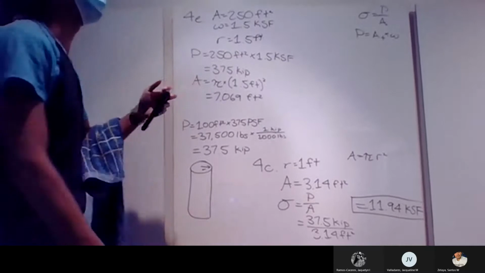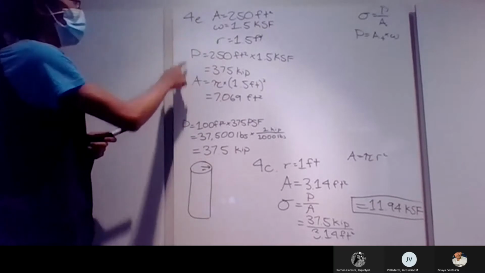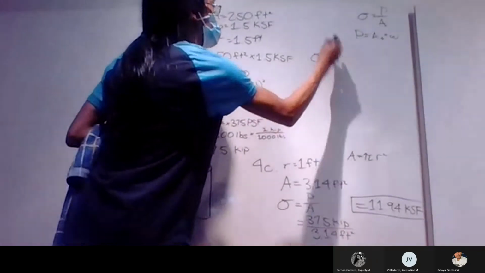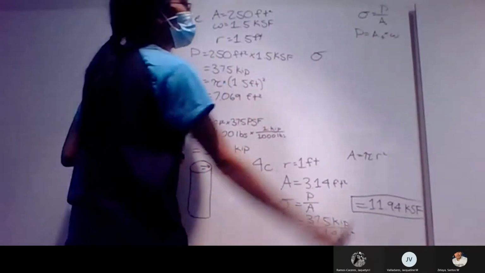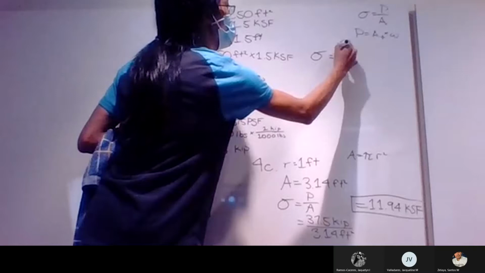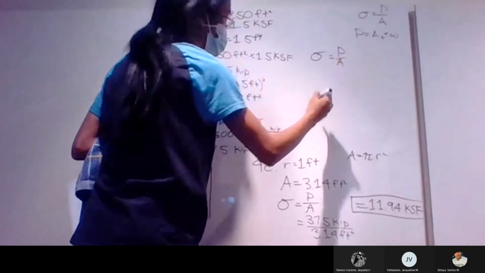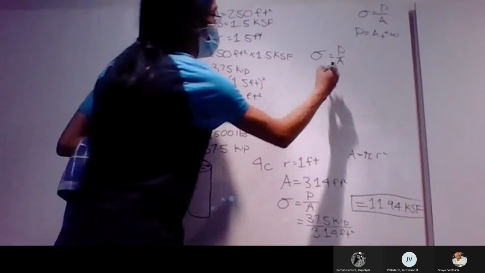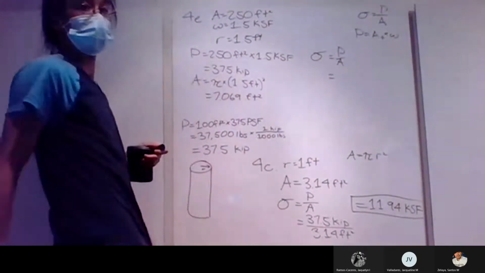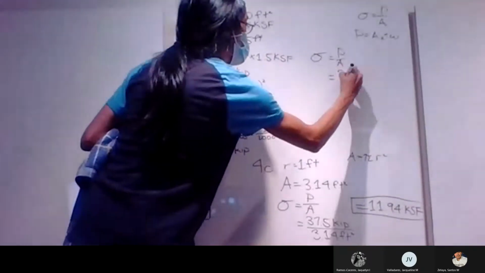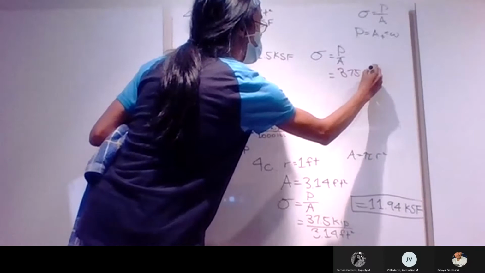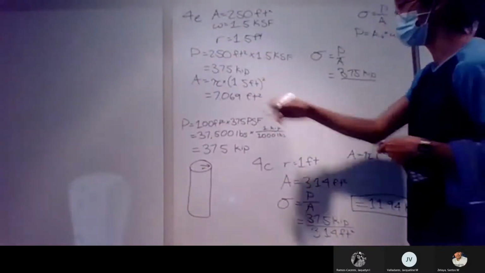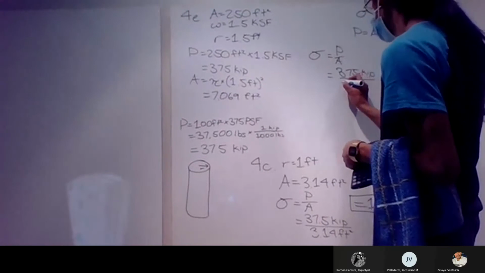Right, so now we want stress. We have area, we have load. Just divide them and we'll be good. Stress is equal to axial load over area. So 375 kips over 7.069 feet squared.